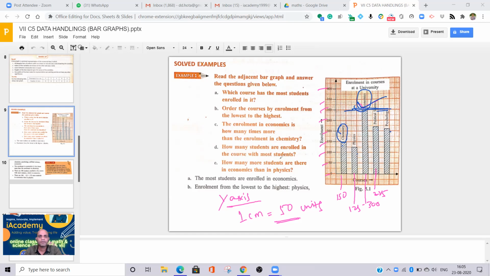Okay, we'll do it later. How many more students are there in economics than in physics? It is very clear. What is physics? In physics, it is 125. In economics, it's 300. Now you know how to do that. You just have to take the difference and you will get it, right?